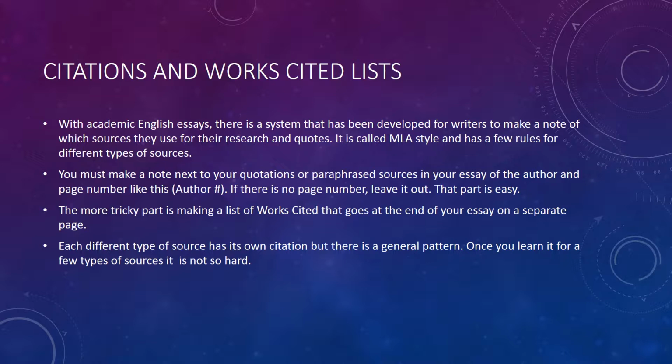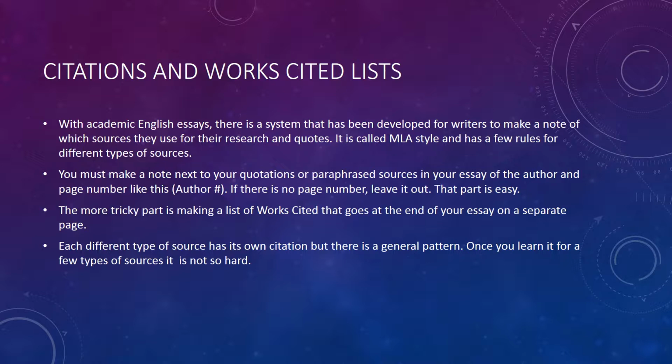A system has been developed for this, and it's called MLA style, and it has a few rules for different types of sources. The first rule is when you put a quotation in the text of your essay, you make a note of where it came from. And all you need to do is put the author's surname and the page number in brackets. If there's no page number, for example, from a website that doesn't have numbered pages, you can just put the author's name. If there's no author's name and there's no page number, it just comes from an article on a website, you can just put the title of the website in brackets.